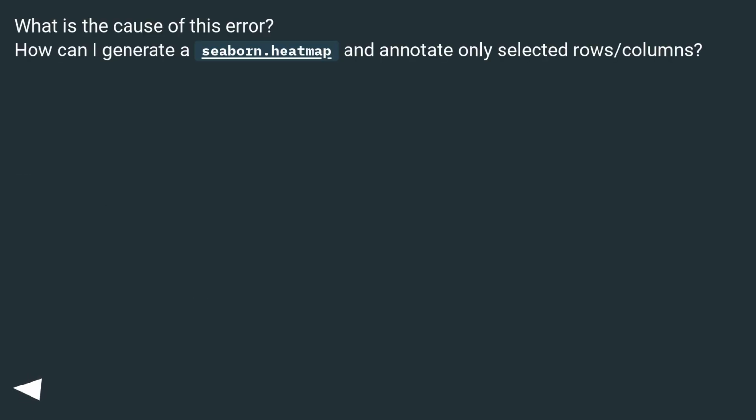What is the cause of this error? How can I generate a seaborn.heatmap and annotate only selected rows/columns?